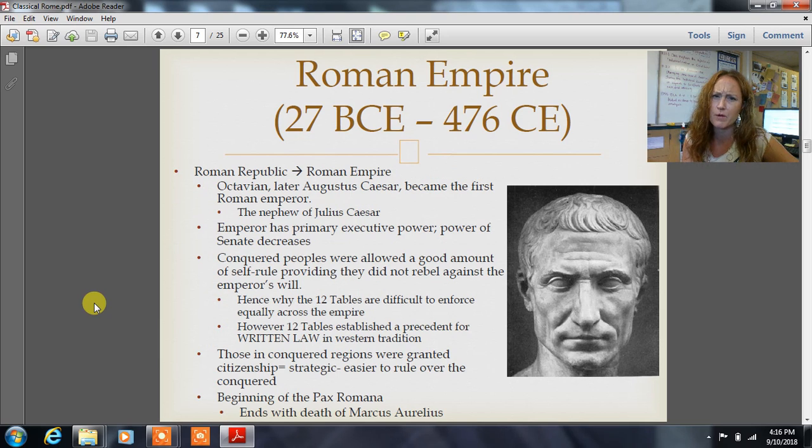So, Roman Republic to Roman Empire. Octavian later renames himself Augustus Caesar. He's going to become the first Roman emperor. He was actually the nephew of Julius Caesar. Julius Caesar didn't have a son to follow in his footsteps.